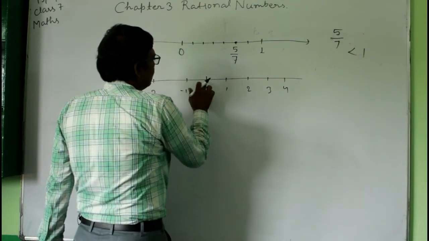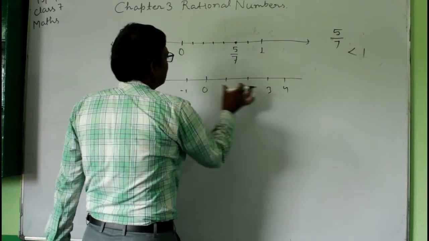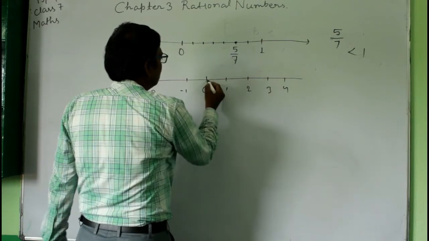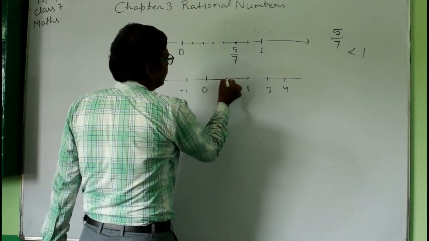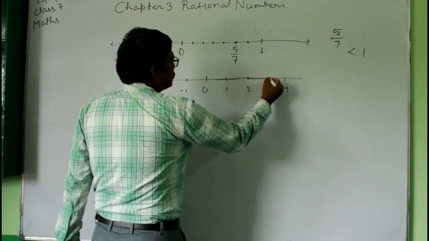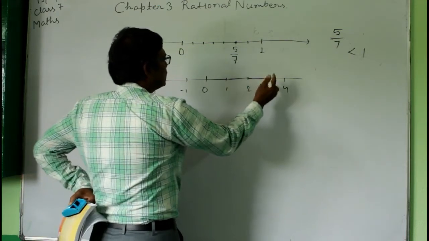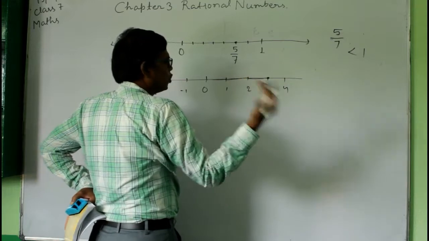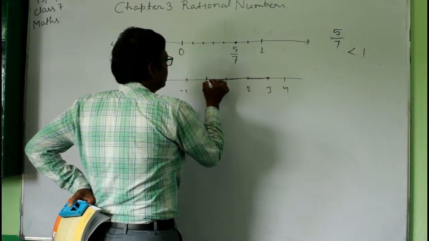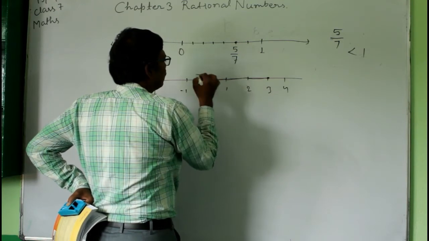Then we have marked 1, 2, 3 at equal intervals. The gaps are equal here. Suppose you can say that this is 1 kilometer, then this is 2 kilometers or 3 kilometers. So the distance of this point 3 will be 3 kilometers from 0, because we are measuring from this reference point.